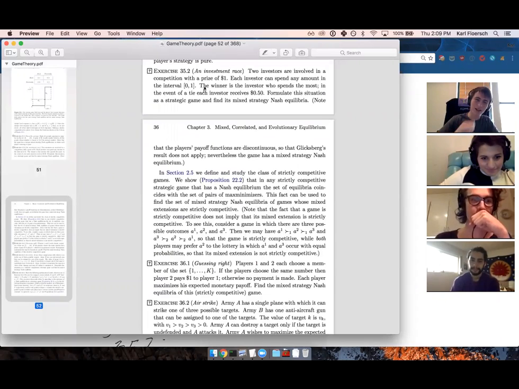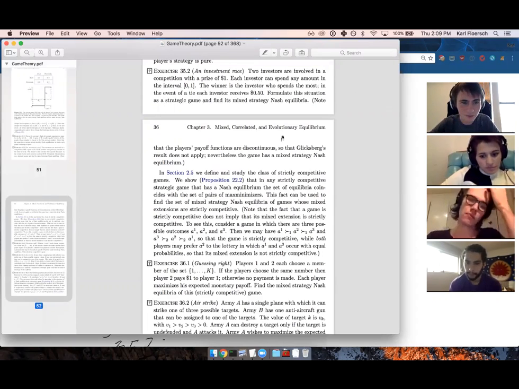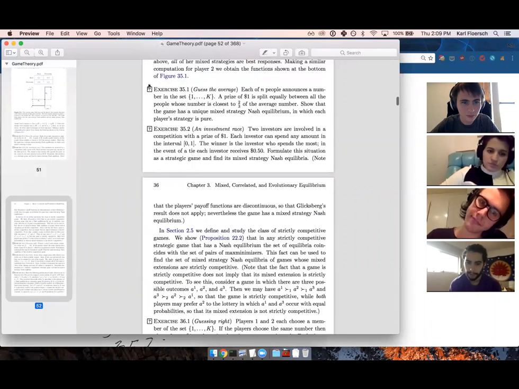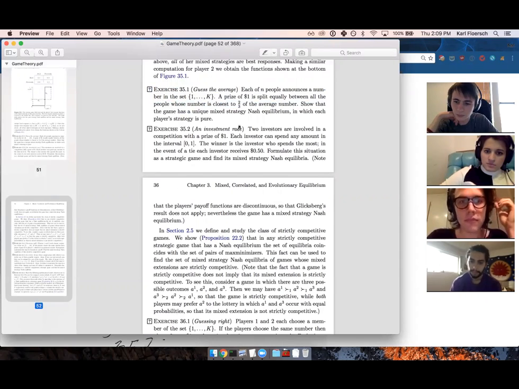Cool. So I'll go to 35.2, which is the investment race. What's the point that in 35.1, when they actually run this, everybody coalesces around the middle, because you're actually trying to guess the average and not 2/3 of the average, and so everybody goes with the middle number, whatever it is between 1 and k. That's what we see experientially.